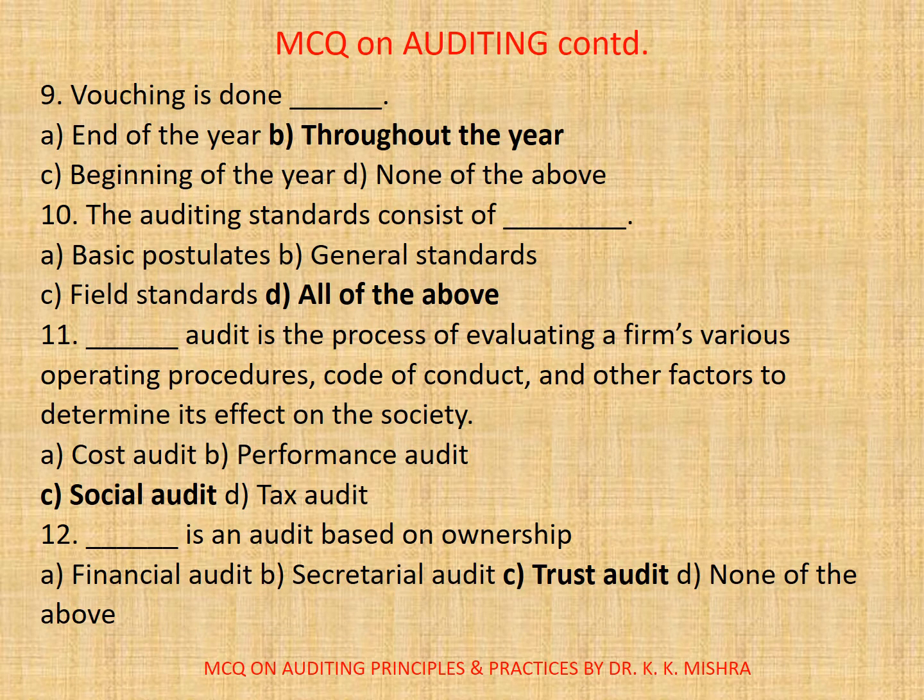Question number 9. Vouching is done dash. A. At the end of the year. B. Throughout the year. C. Beginning of the year. D. None of the above. Correct option is B. Throughout the year. Question number 10. The auditing standards consist of dash.